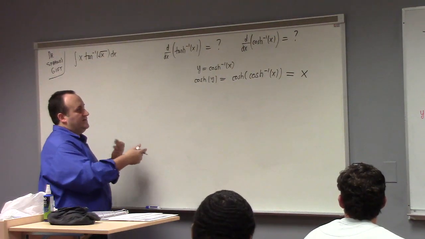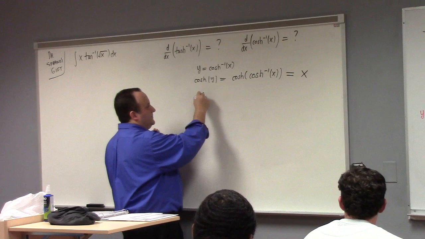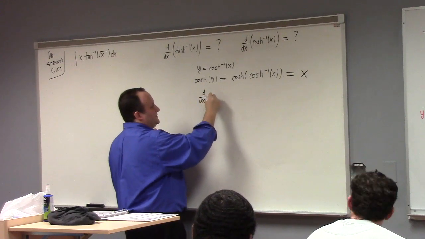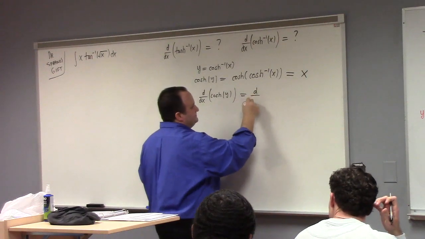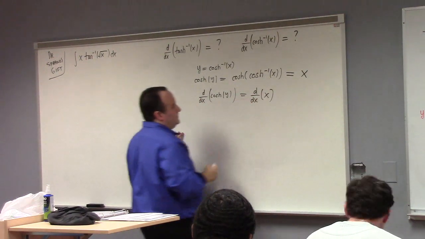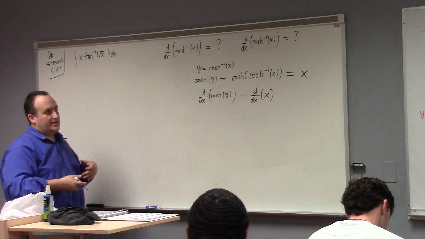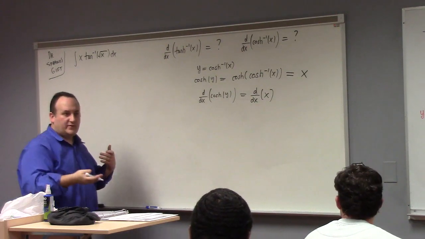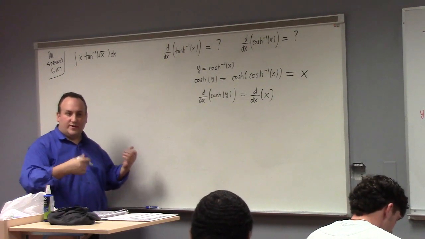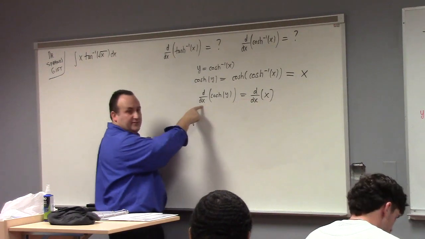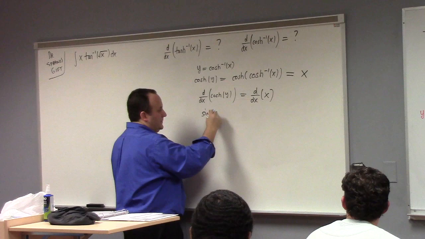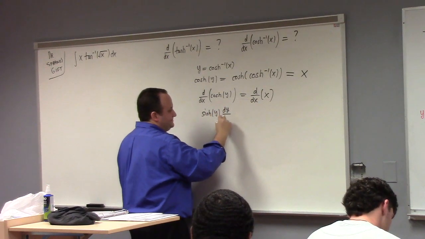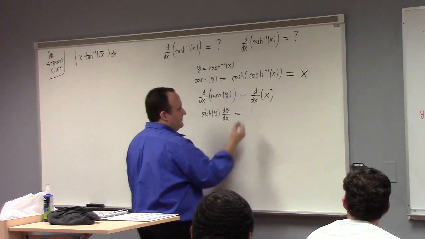Now, I've got cosh of y equals x, right? So I can differentiate what's called implicitly, differentiate both sides implicitly. And what happens? Well, the derivative of cosh, we just said, is sinh. But I'm differentiating a function of y with respect to x, which means I have to apply the chain rule. So this gives me sinh of y times dy dx is equal to the derivative of x with respect to x.